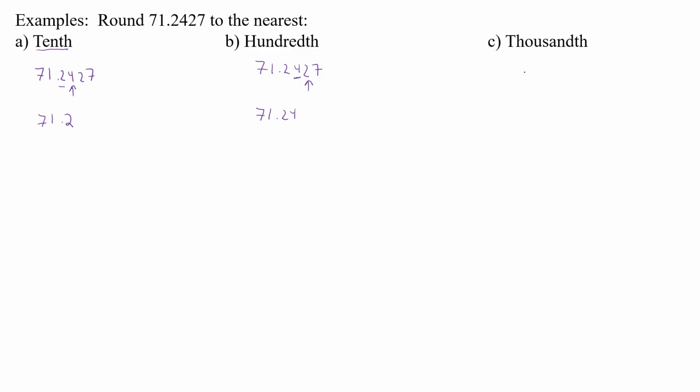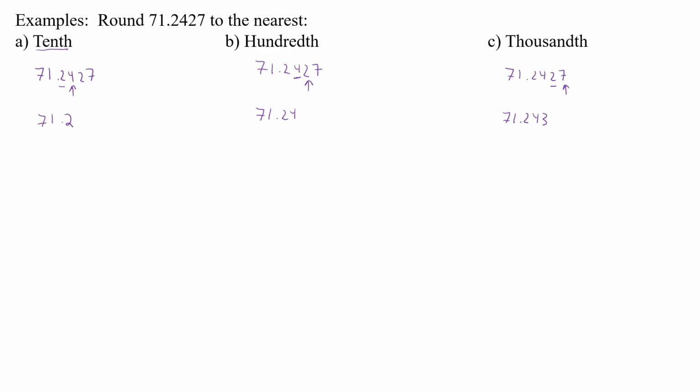Now finally we have the 1000th, so 71.2427. This now is our rounding digit, and this is our test digit. Well, this time 7 is greater than or equal to 5, so that means we're going to round that up, and so that gives us 71.243, and we drop everything else after that.